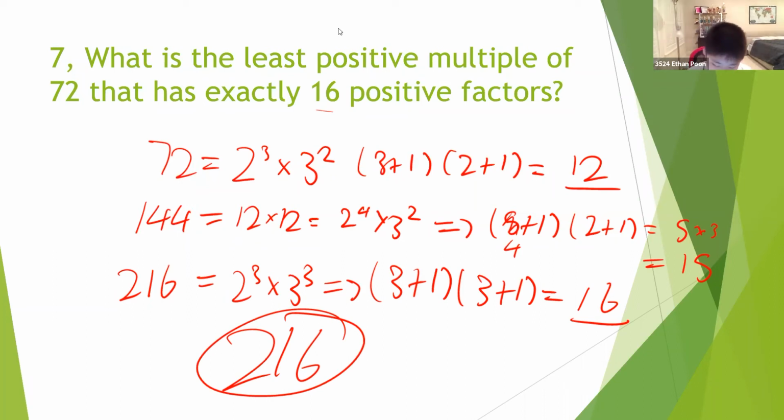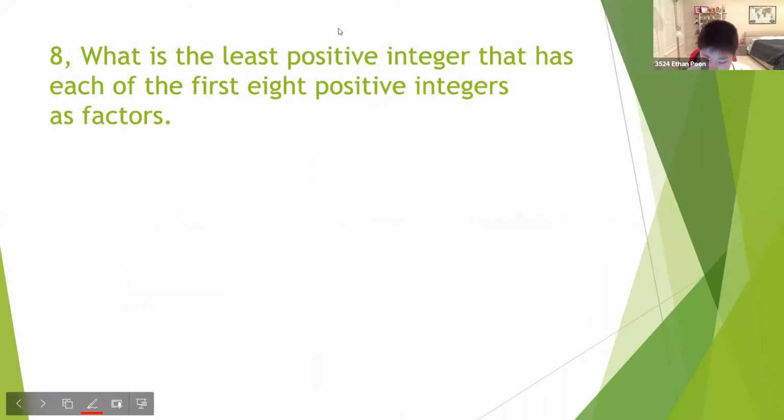Okay, so I'm going to move on to the next one. What was the least positive integer that has each of the first 8 positive integers as factors? Since we're running a little low on time, I'm not going to give you time to do it, and I'm just going to slowly move through these problems myself.